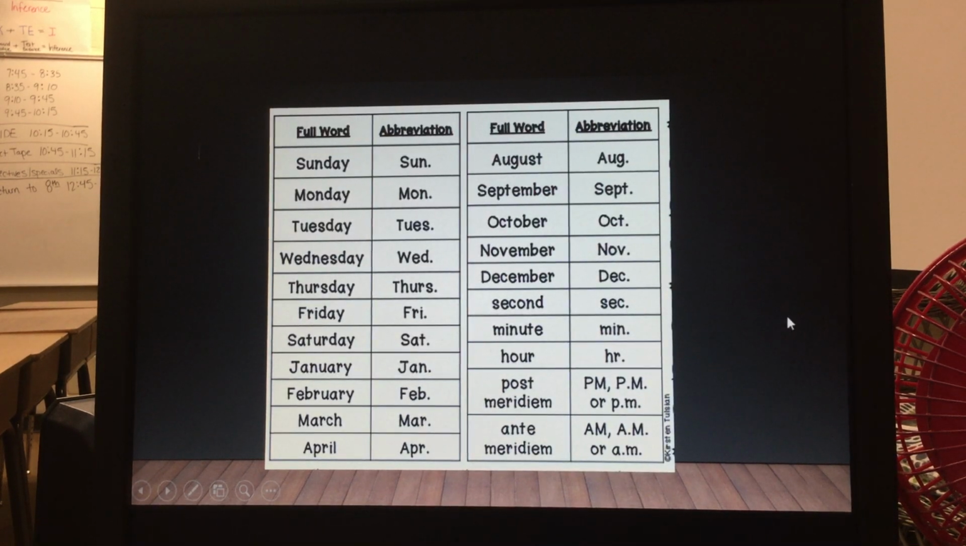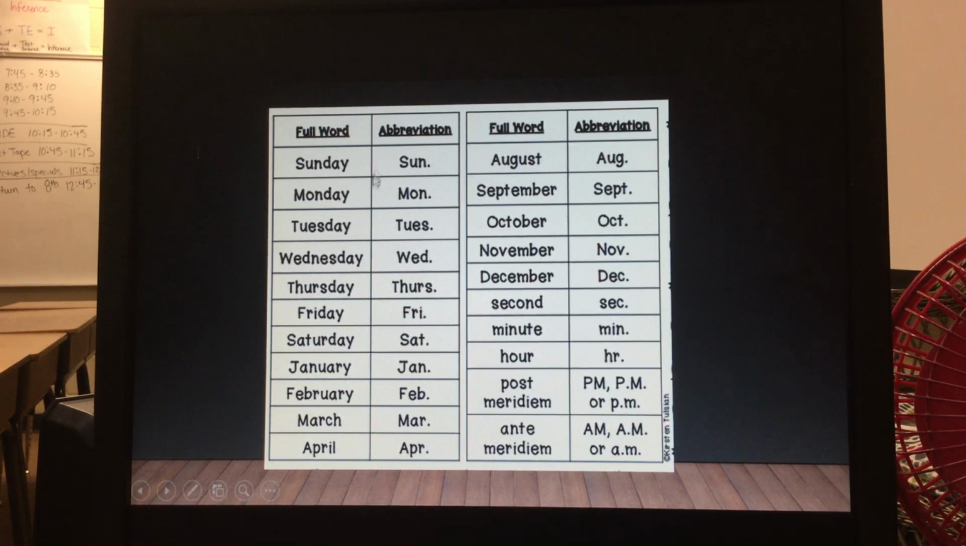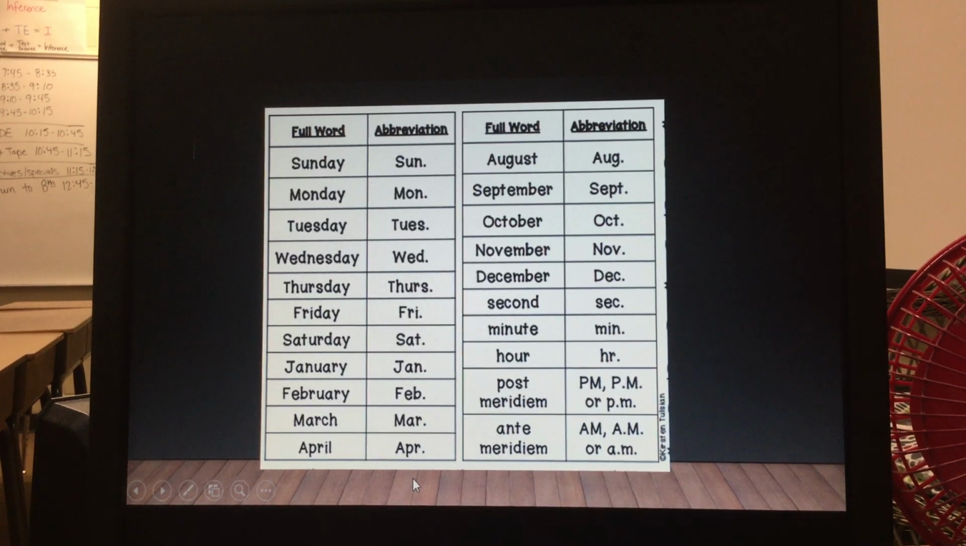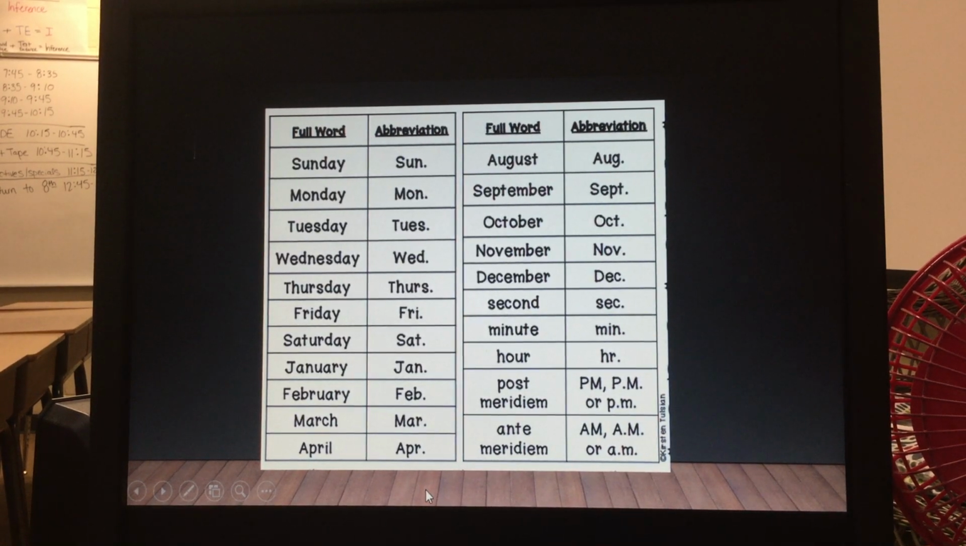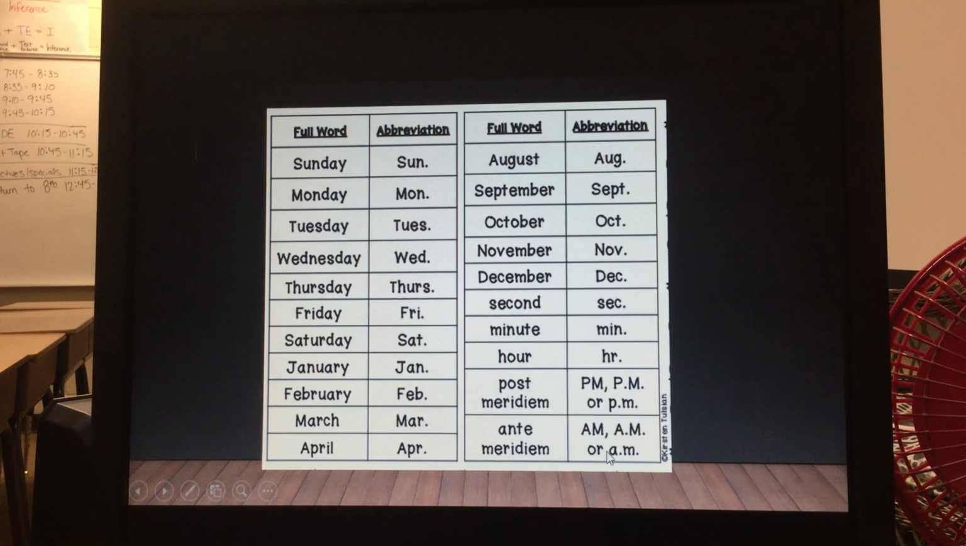So here is what they should look like. Sunday, Monday, Tuesday, Wednesday, Thursday, Friday, Saturday, and then the months, they all start with a capital. They have 3 letters and a period. The only one that's different is Thursday, which is T-H-U-R-S. And you'll notice May isn't on here because there's no way to abbreviate May. It's 3 letters. Same thing with June, it's only 4 letters. Then you have PM and AM, and all three of those are correct for those.